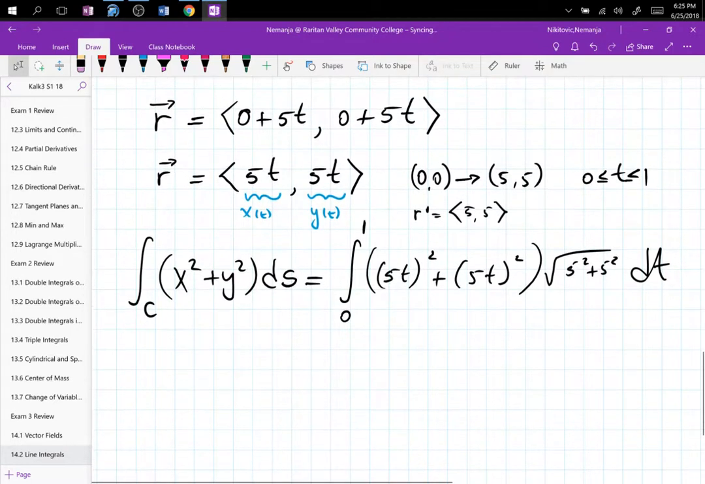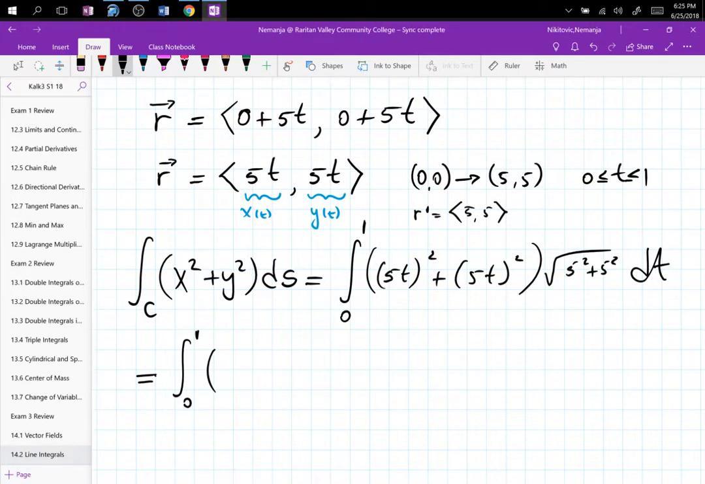So now we compute this monstrosity and problem 16 is solved. So 0 to 1, open parenthesis, I have 25t squared plus 25t squared, that's 50t squared, times 5 root 5. So let's go one step at a time. So 50t squared times 5 root 2 and dt. So 50 times this is 250 root 2.